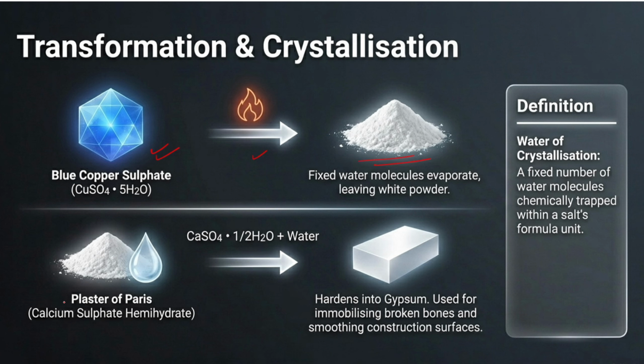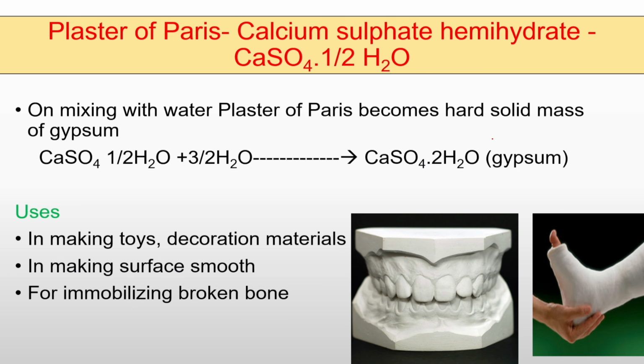Next we have plaster of Paris. This is called calcium sulfate, CaSO4 dot half H2O. So this is just half H2O, plaster of Paris. When it mixes with more water molecules, it hardens and becomes gypsum, CaSO4 dot 2H2O. We will discuss it in the next slide. In short, we call plaster of Paris POP, which we use in our homes for decoration and plaster purposes.